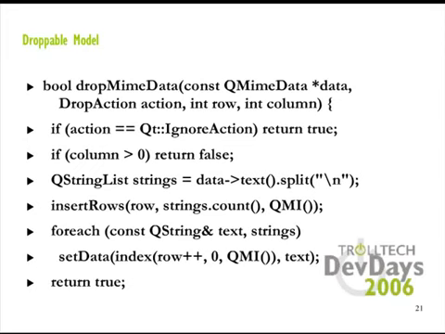We can't do this. So if we're past these 2, then we're into the area where we actually will accept this drop. So we take the strings that are in there, we split on this one, and insert all the rows for each of them, set data, blah, blah, blah, and say, yes, I could do that.